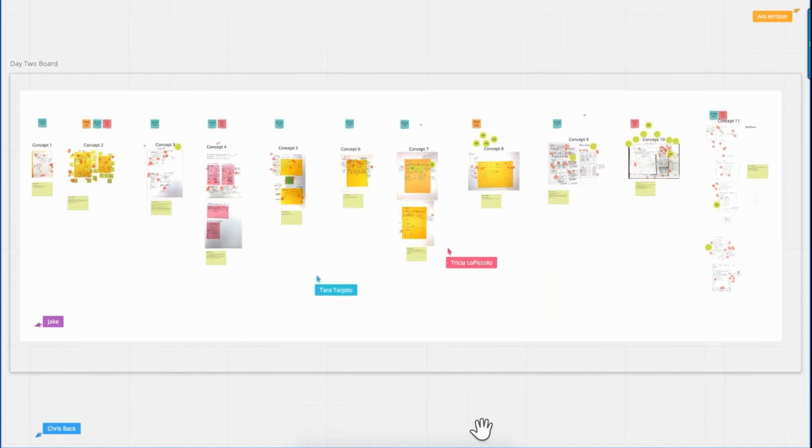Here's a snapshot of our day two board. And again, you can see the concepts laid out in a frame with stickies used for notes, and the voting criteria aligned. And it's easy to see the winning solutions with the votes applied.